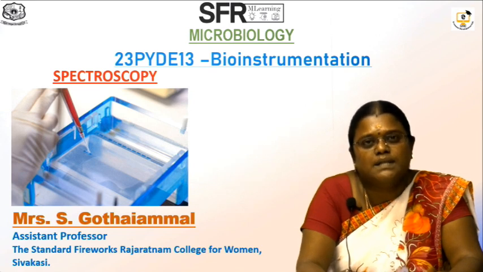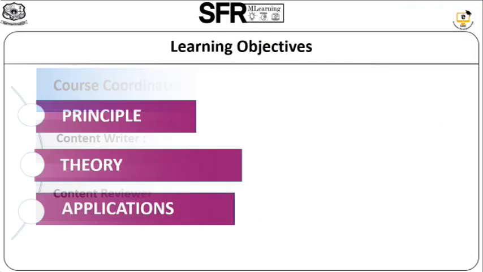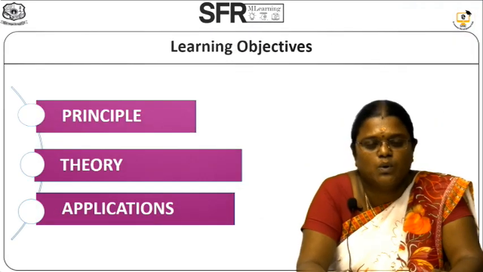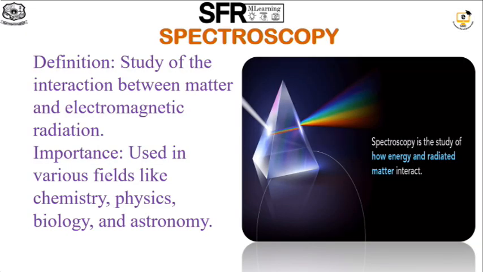Today we will learn about the subject bioinstrumentation, on the topic of spectroscopy. Today we learn what spectroscopy is, and the principle, theory and applications of spectroscopy. Definition of spectroscopy: spectroscopy is the scientific study of the interaction between matter and electromagnetic radiation.